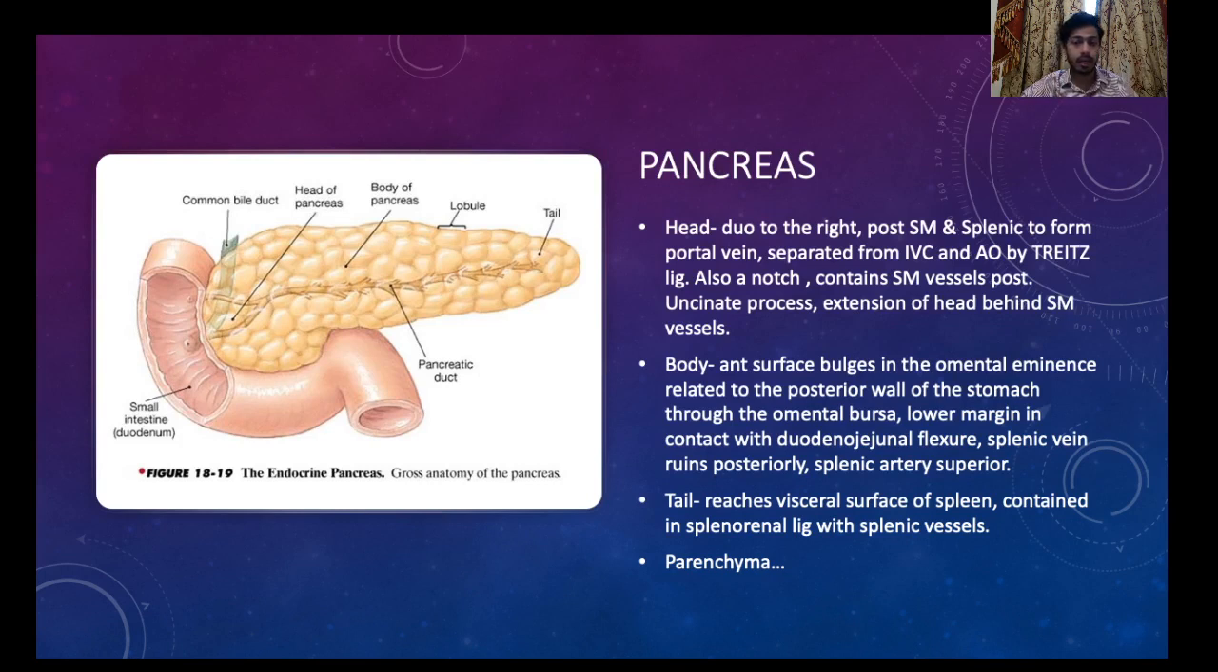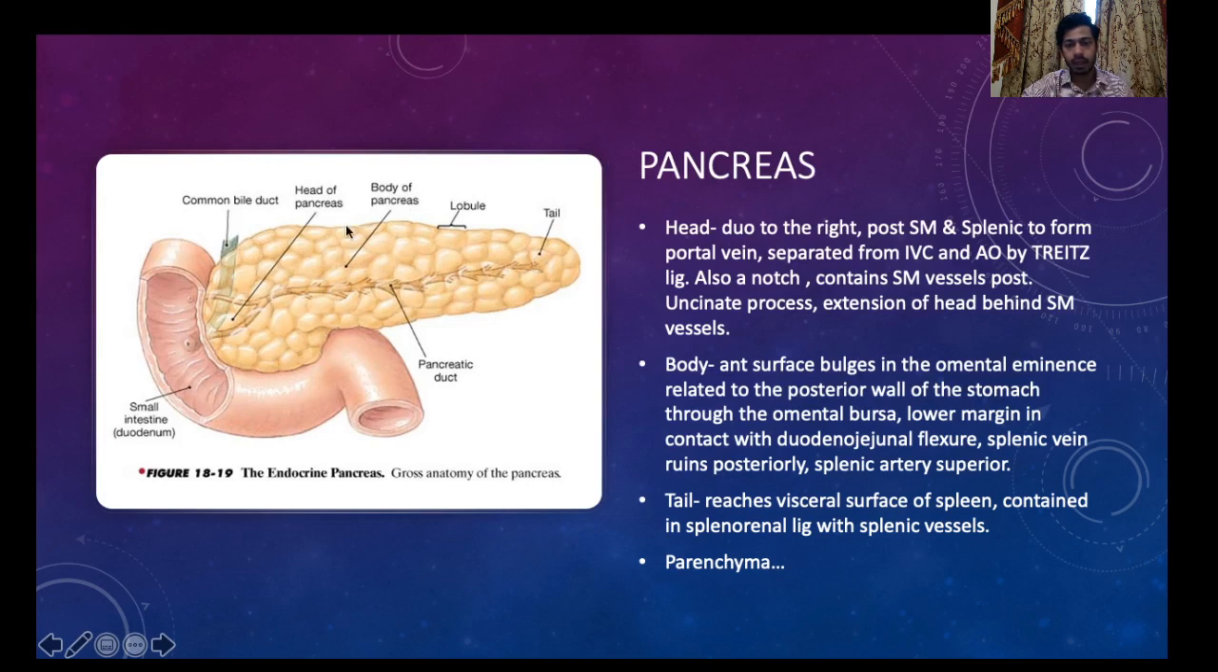And it's separated from the inferior vena cava and the abdominal aorta by the suspensory ligament of the duodenum, which is right here. You can't see it in this image, but it will be here in any other image. You also have a notch which contains the superior mesenteric vessels posteriorly, so it'll be behind, obviously. And this bit here is an extension of the pancreas, known as the uncinate process. Like I've written here, it's an extension of the head behind the superior mesenteric vessels.